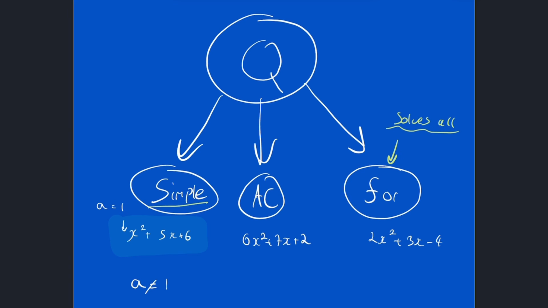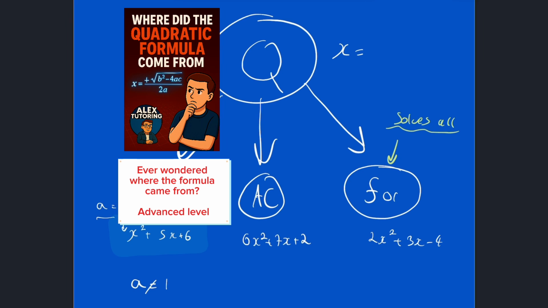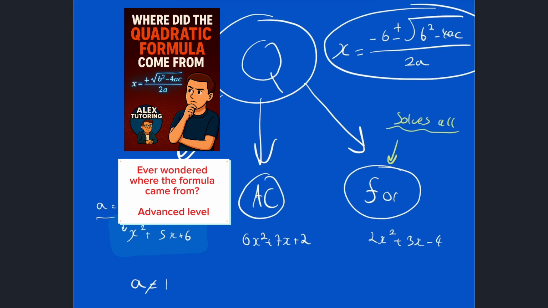So, solving quadratics is the first topic that we are on, and we looked at the simple method when a equals 1. We looked at the quadratic formula that solves all of those, and if you remember from the last video, it is x equals minus b plus or minus the square root of b squared minus 4ac all over 2a.